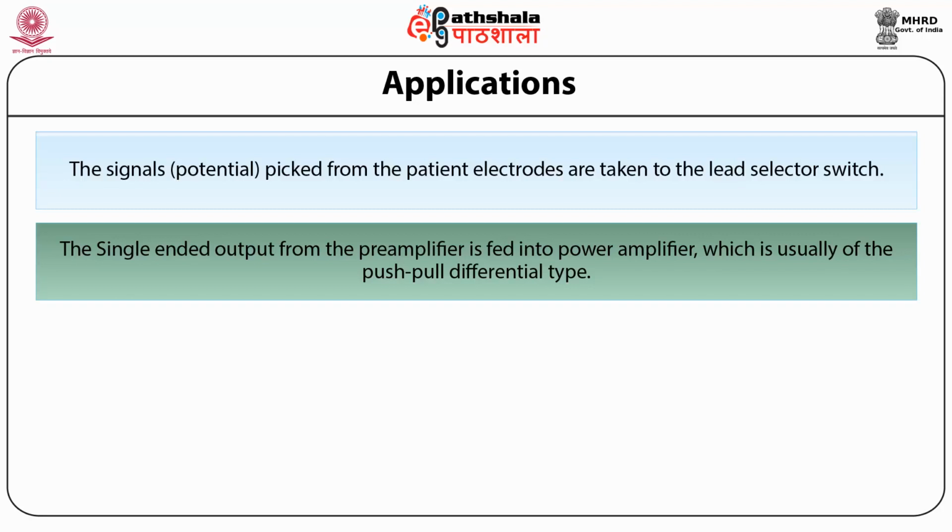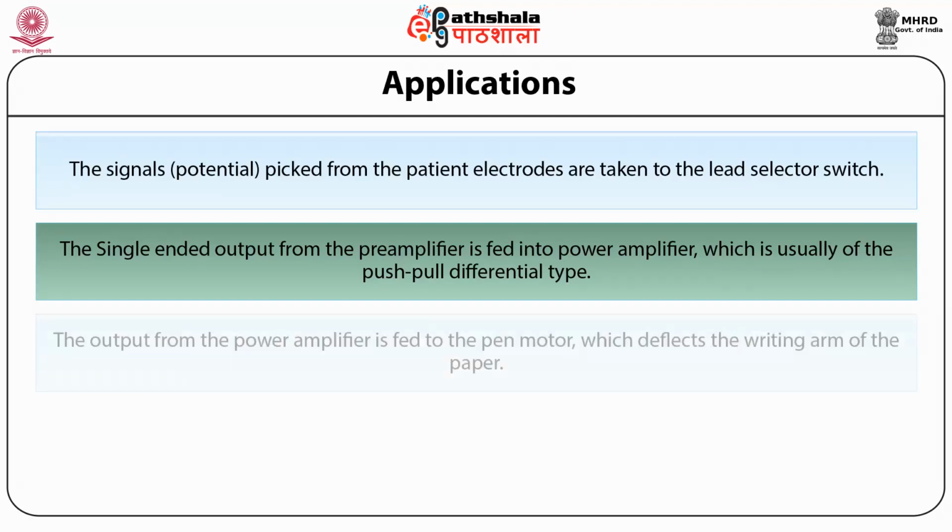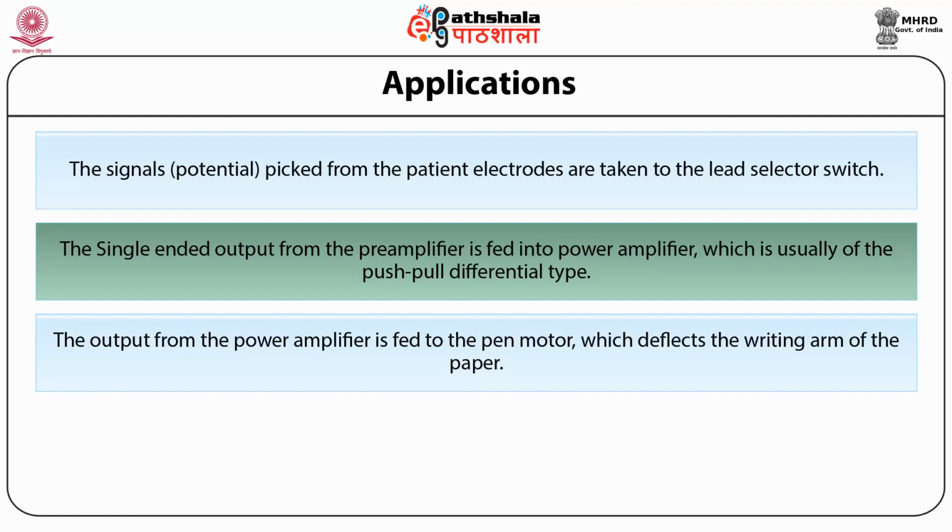The base of one transistor in the power amplifier is driven by the unsymmetrical signal from the preamplifier, whereas the base of the other is driven by a feedback signal resulting from the pen position that is connected via a frequency selective network. The output from the power amplifier is fed to the pen motor, which deflects the writing arm on the paper.